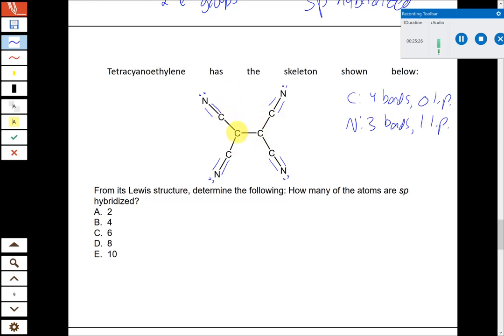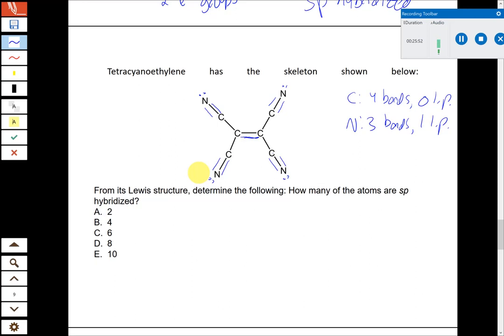But then if we go to the two carbons at the middle here, right now they each have only three bonds. We can't draw any more bonds towards the outside because that would give these carbons more than four bonds. But if we draw one more bond between them to give those two a double bond, now each of those carbons has four bonds as they want. So this is the completed structure of tetracyanoethylene. We want to know how many of the atoms are sp hybridized.